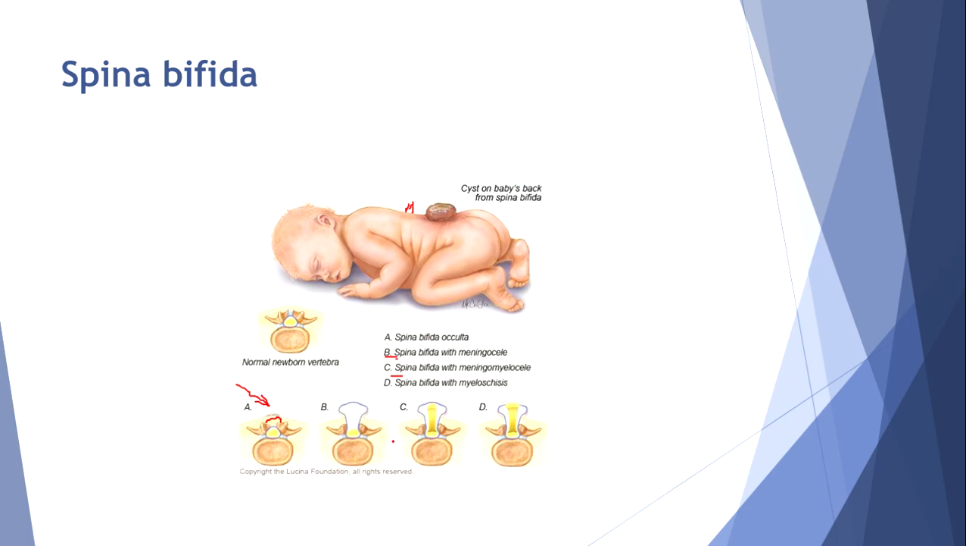And the most severe case, spina bifida with myeloschisis. It means that we have underdeveloped arches, we have meningomyelocele, and meninges are broken down.